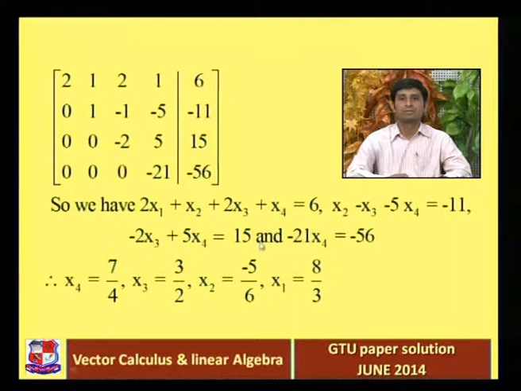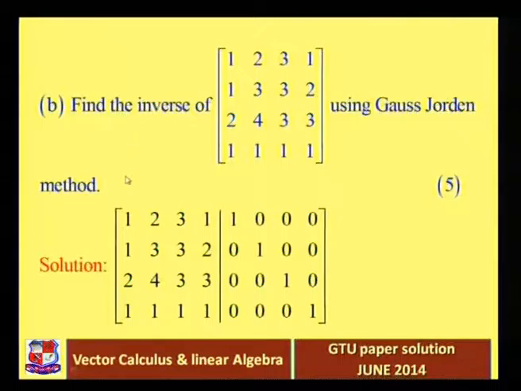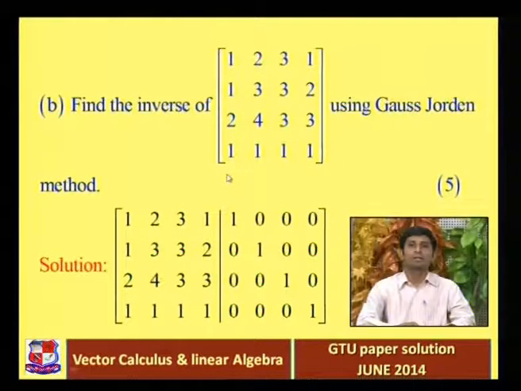Next question, question 2b. Find the inverse of this 4 cross 4 matrix using the Gauss-Jordan method. This question was asked for 5 marks. Here we have a 4 cross 4 matrix, that means 4 rows and 4 columns. The first row is 1 2 3 1. The second row is 1 3 3 2. The third row is 2 4 3 3, and the fourth row is 1 1 1 1.